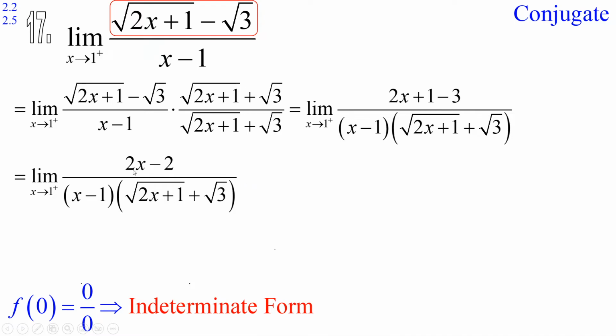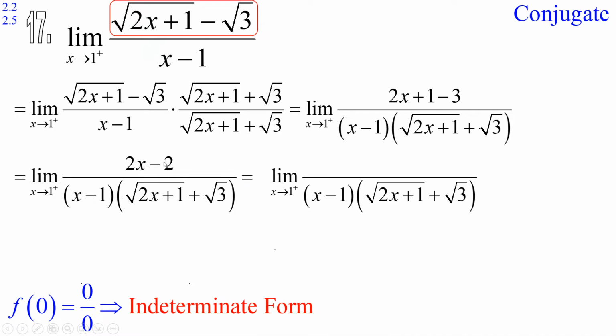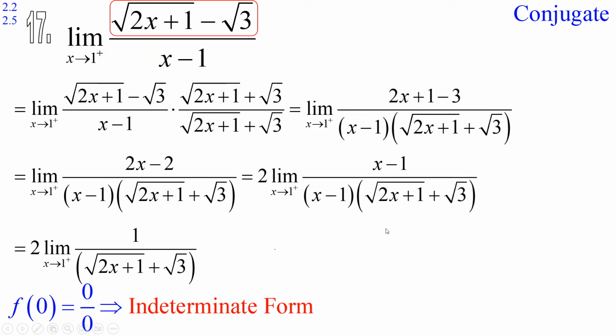And I don't see anything yet, but now let's factor a 2 out up top. So I'll bring that 2 all the way out. And 2 times what? That would be an x minus 1. And now the x minus 1's cancel, leaving us this. And now let's hope we can do our direct substitution.